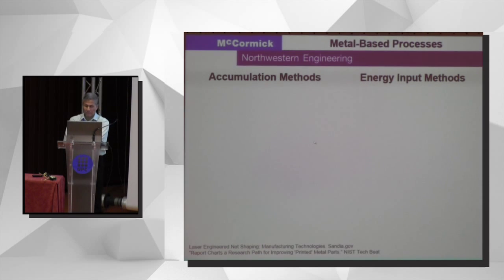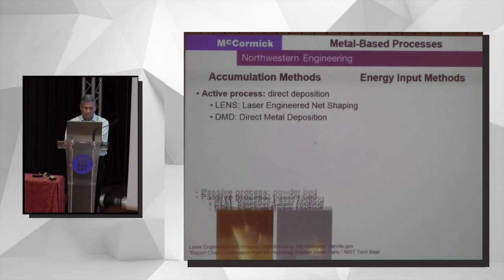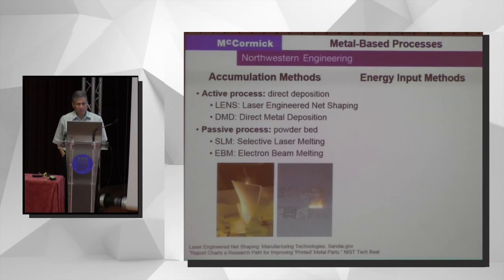So let's give a quick review of the two different methods, the accumulative method and the energy input method. The active process is direct deposition. We call it LENS, laser engineered net shaping, or DMD, direct metal deposition. And the passive process is the powder bed. I'll show you both of them. We can talk about selective laser melting or E-beam melting.